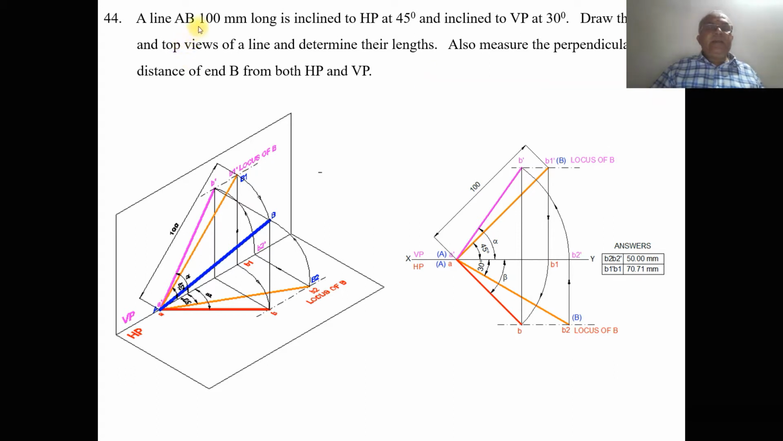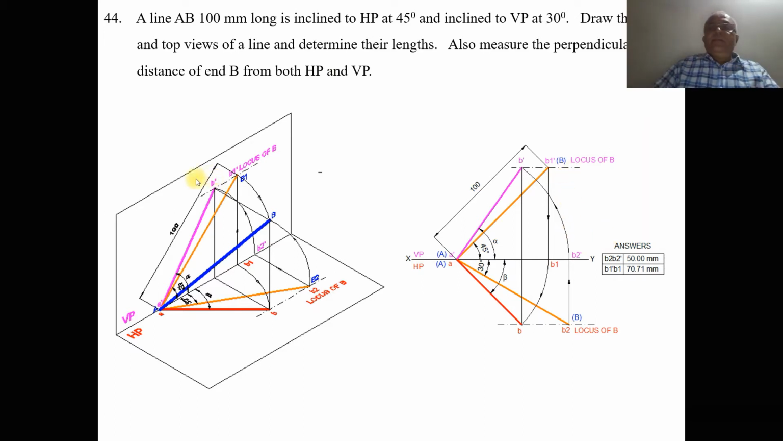So here he has given the true length of the line, 100 mm, inclined at 45 degrees to HP. Again, he has given the true inclination with respect to HP, and inclined to VP at 30 degrees. Again, the true inclination is given with respect to VP. Draw the top and front views of the line and determine their lengths. So we need to determine the front view and top view lengths, and also measure the perpendicular distance of B from both HP and VP.